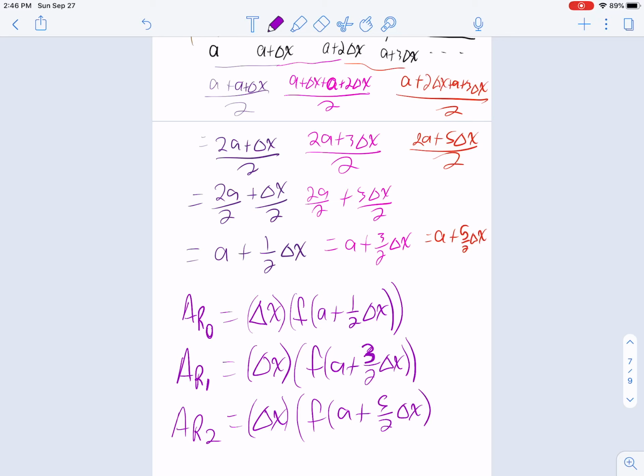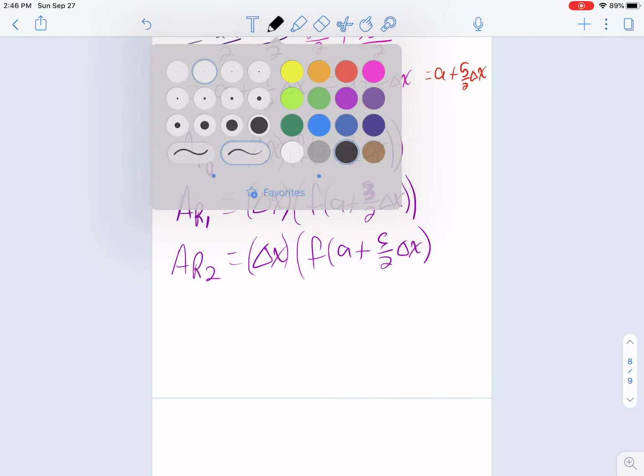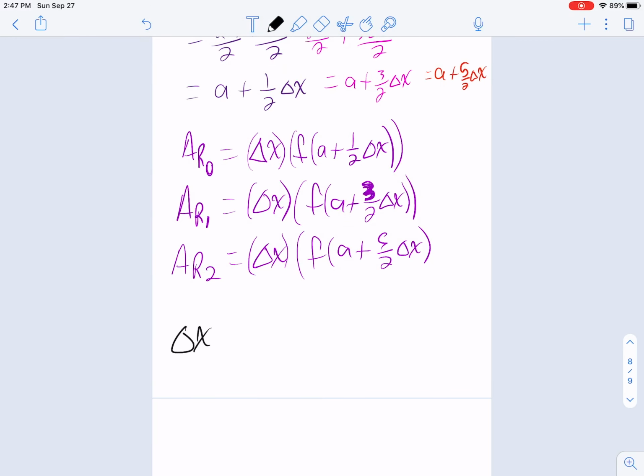You notice that the tops of these fractions are just odd numbers, right? 1 over 2, 3 over 2, 5 over 2, which gives us our formula. So we're still going to have delta x out in front because that's the width for all of the rectangles. Sum i equals 0 to n minus 1 because that's still always going to be the same. And then we need to figure out what to plug in.